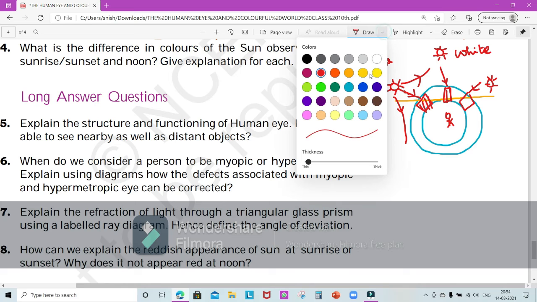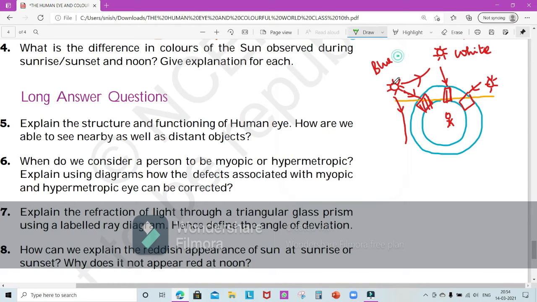Let me use another color to differentiate it. Let us use green. Okay, so assume this is the red color. First it will be the same, but then it will undergo scattering here. It will undergo lesser scattering, and we'll see it as red in color. That's the same reason here.